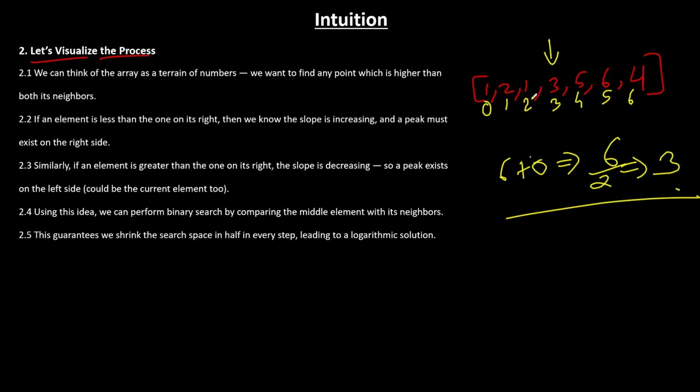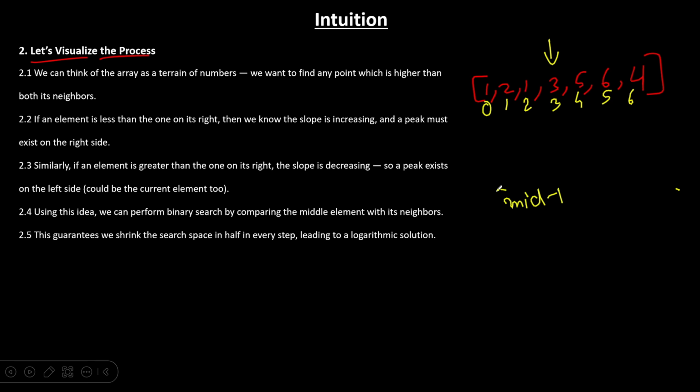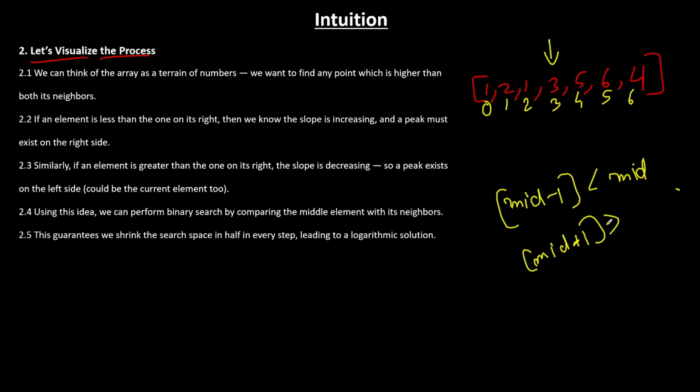Now, what will a person do, or what does the question say? The question says to check its neighbor. Simple as that. So what we will do is check if mid minus 1 is less than the mid value, and also if mid plus 1 is also less than the mid value. If both of them are less than the mid value, we will return that value, right? But here in this case, we can see that it is not, because 3 is greater than the mid minus 1 value, but it is smaller than the mid plus 1 value. So what can we do?